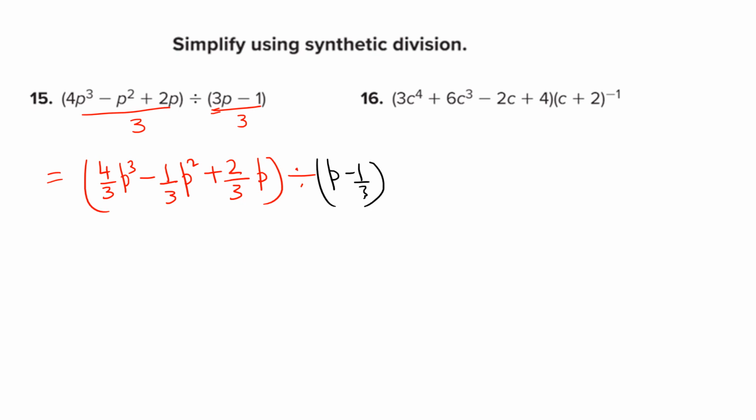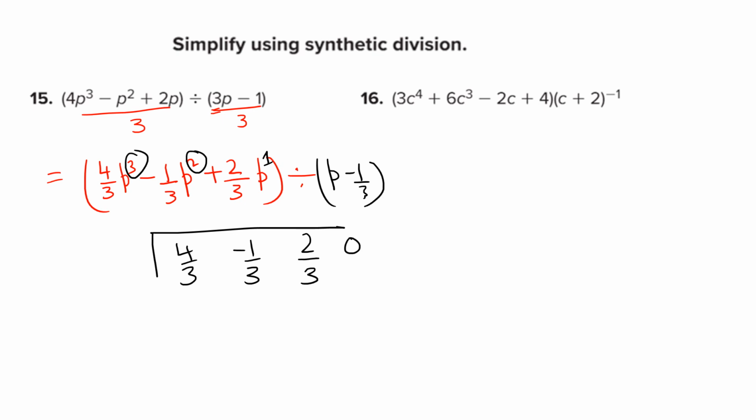Now we can write this in synthetic division form. Power is 3, degrees 3, then 2, then 1. So 4 by 3, nothing is missing, 1 by 3 and 2 by 3. Okay, and if you see, there is nothing for p0, so I will put a 0. Okay, and here it is negative 1 by 3, so outside will be positive.